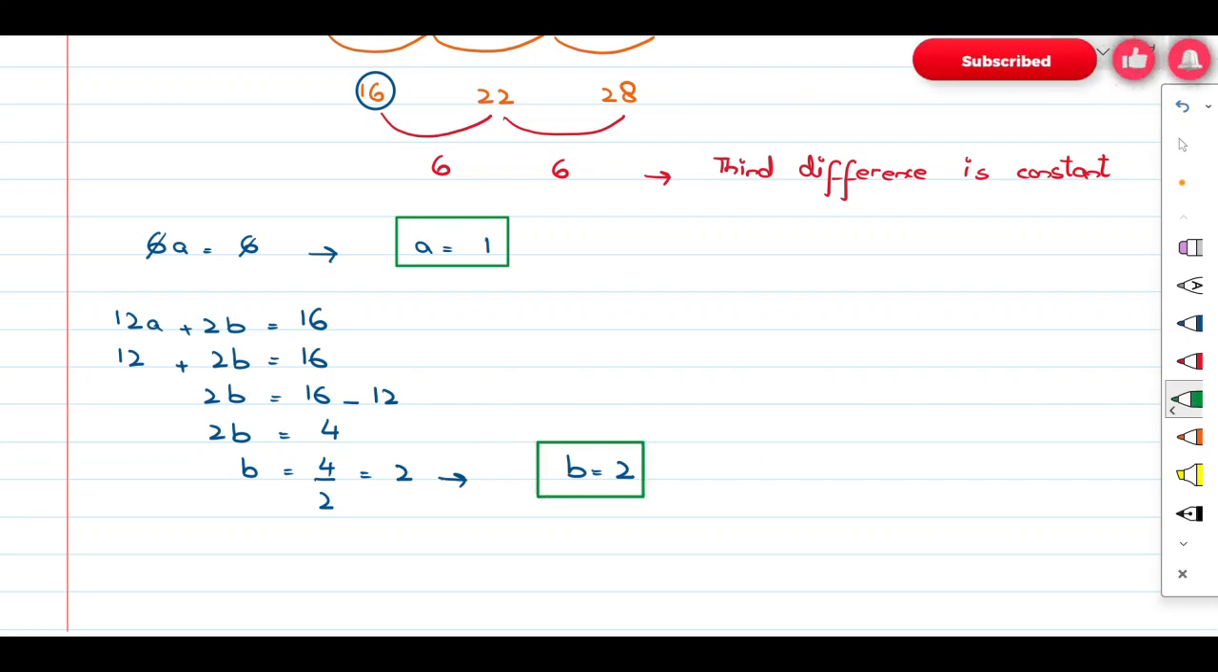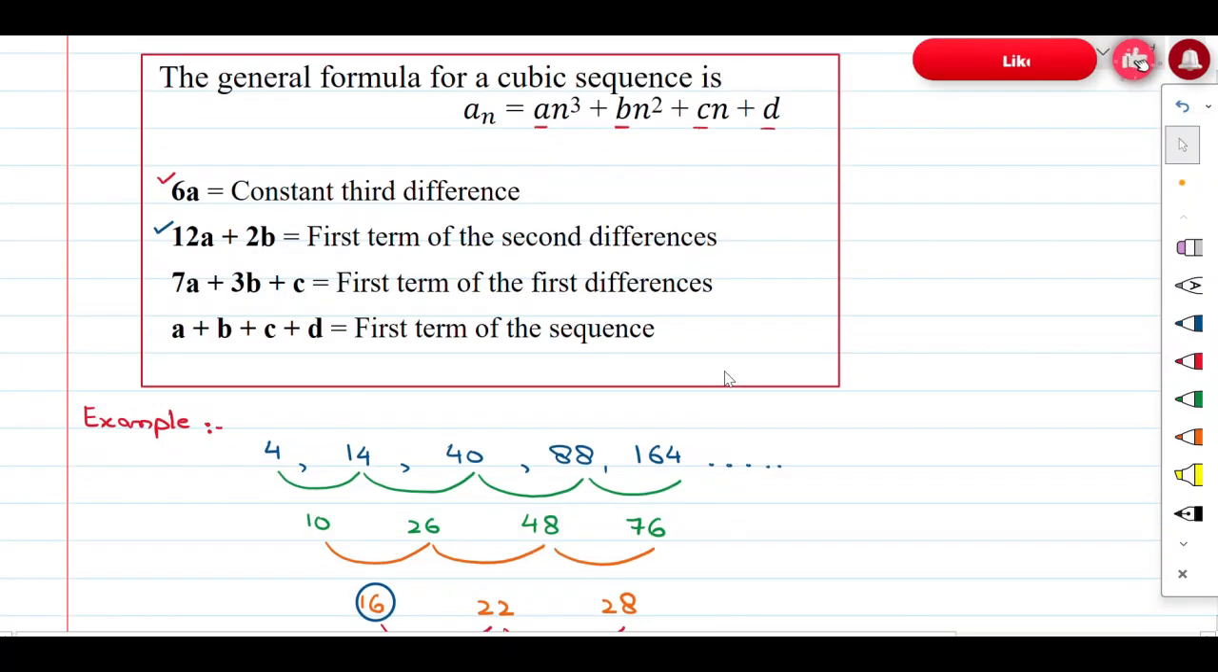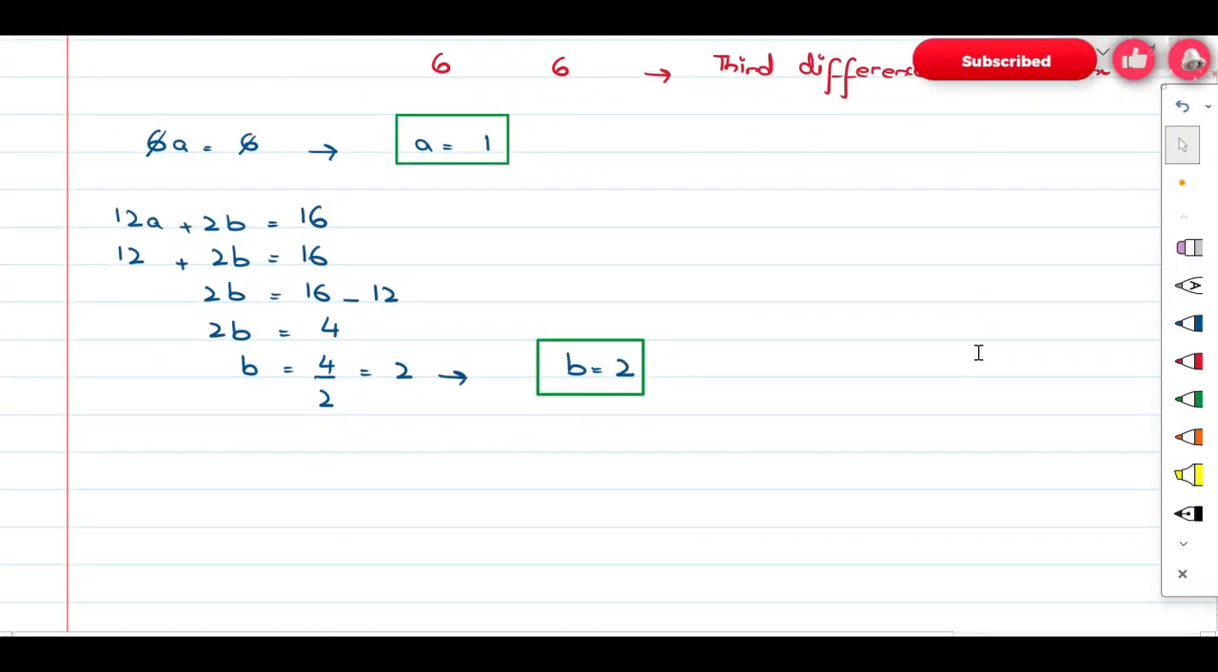All right. Now let me move to the third equation, which is 7a plus 3b plus c is the first term of the first difference. This is the first term of the first difference, 10. 7a plus 3b plus c is equal to 10. Just plug in the values of a and b.